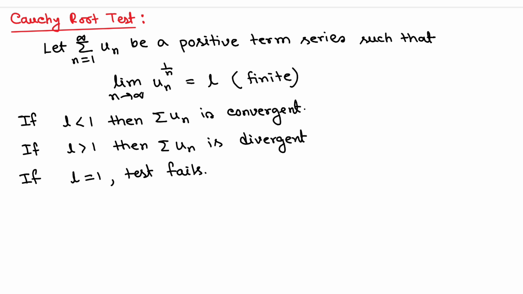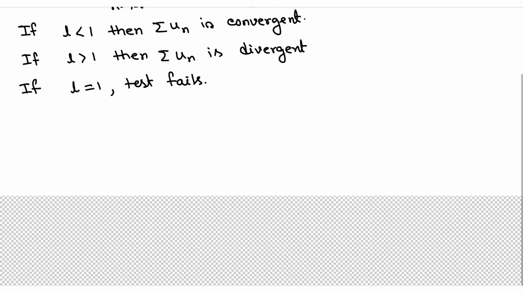Clear? So first step is you have to find out un, then calculate un to the power 1 by n and the limit of un to the power 1 by n, and if the limit is some finite number, then you will get these three results. If L is less than 1, summation un will be convergent. If L is greater than 1, the series will be divergent, and if L is equal to 1, then you can claim that Cauchy root test fails. Let's solve a problem.